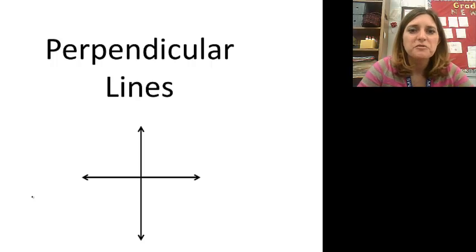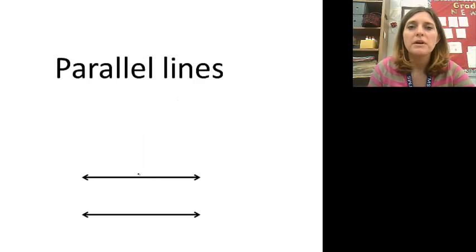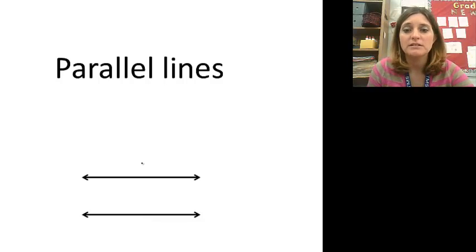Okay, today is 9-4. We're going to talk about different angles and things about them. So first we have perpendicular lines. Perpendicular lines are two lines that when they cross, they create right angles. So all of these are right angles. Okay? Parallel lines. Parallel lines will never ever cross. So they're two lines that will never hit.